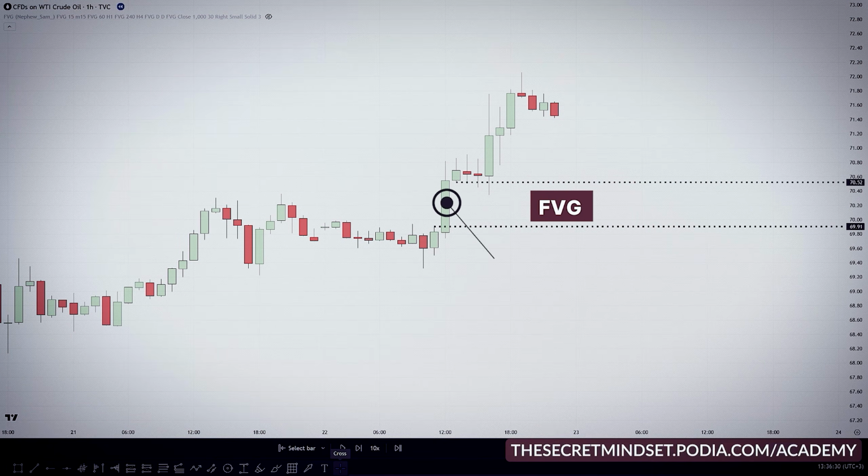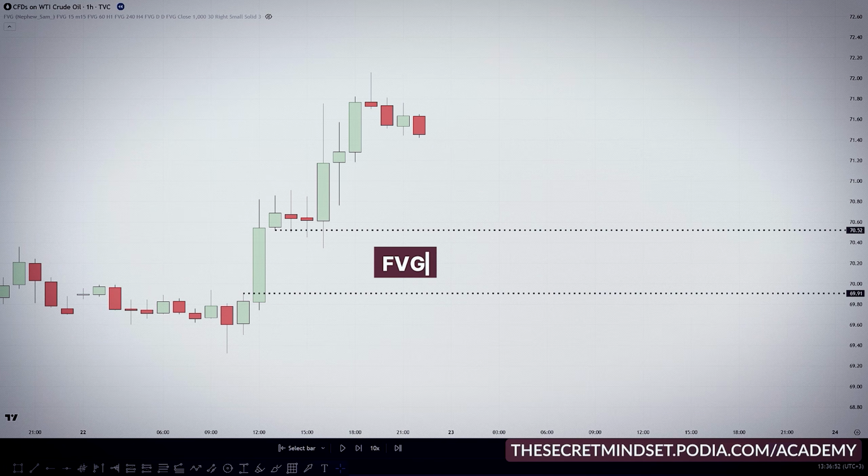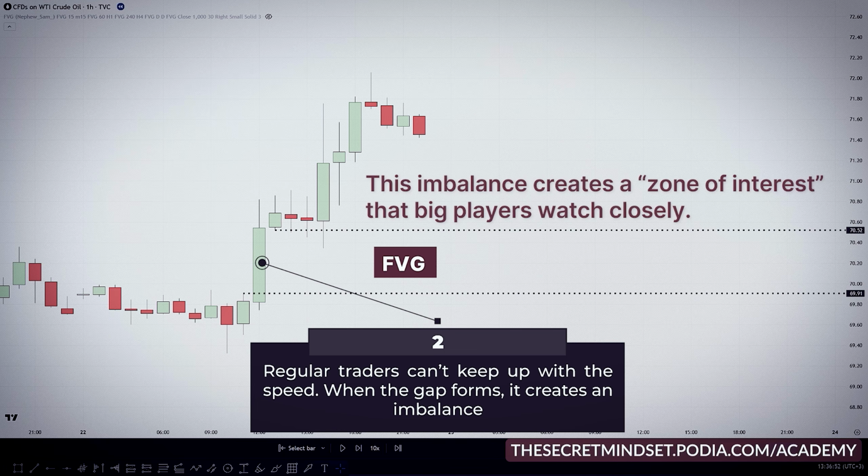From a supply and demand view, here's what happens. First, a big market player enters with massive orders. They hit the market so hard and fast that price jumps, creating that gap. During this jump, regular traders can't keep up with the speed, leaving an area where trading activity is super thin. When the gap forms, it creates an imbalance. On one side, you have lots of orders filled, but on the other side, there's barely any trading activity. This imbalance creates a zone of interest that big players watch closely.